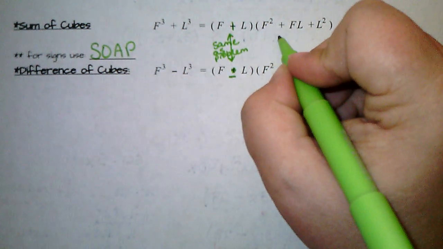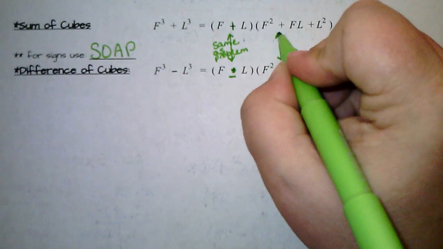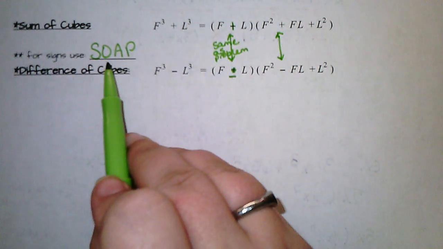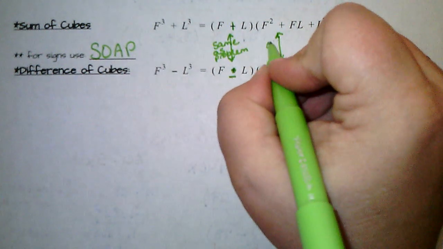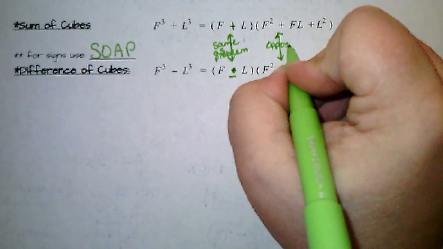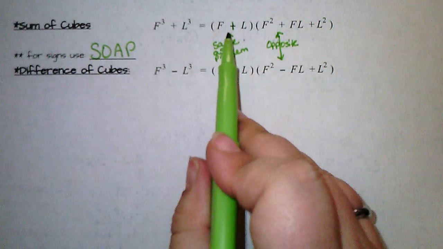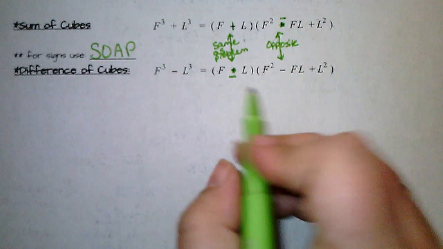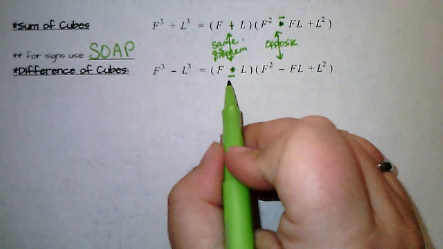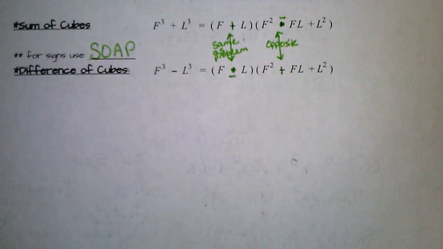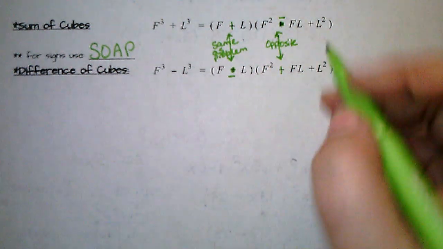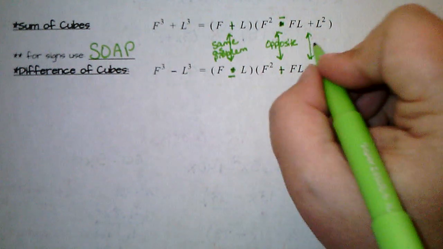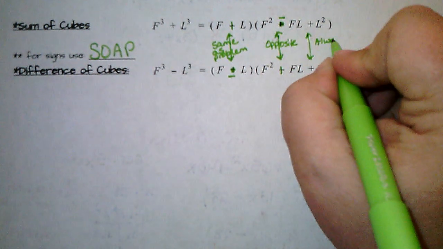Then the next sign, so this was S, same as the problem. The next sign is O, opposite. Okay, it's going to be the opposite. So since that was plus, this one's going to be minus. Since that one was minus, this one's going to be plus. And then this last one is the A and the P. It's always positive.